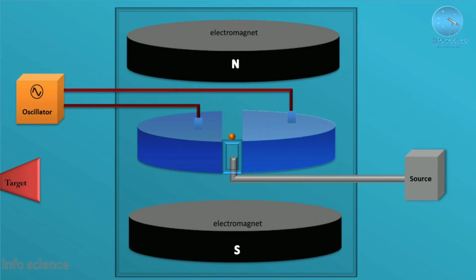This process repeats and the particle is accelerated each time it crosses the gap between the Ds. It describes a spiral path of increasing radius and finally comes out with a high velocity through a small hole and strikes the target T. For the proper functioning of the cyclotron, the cyclotron frequency must be equal to the fixed frequency of the applied AC.